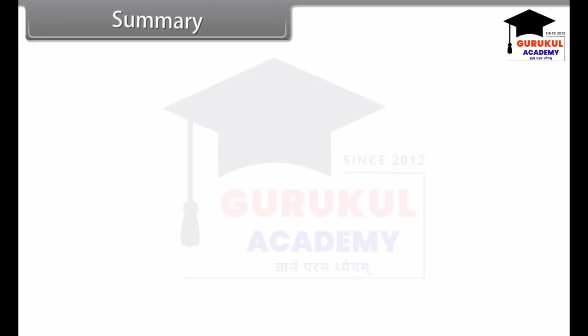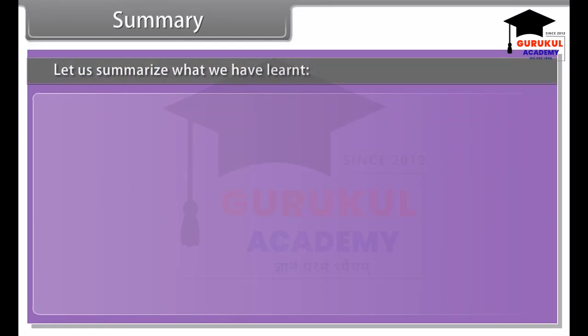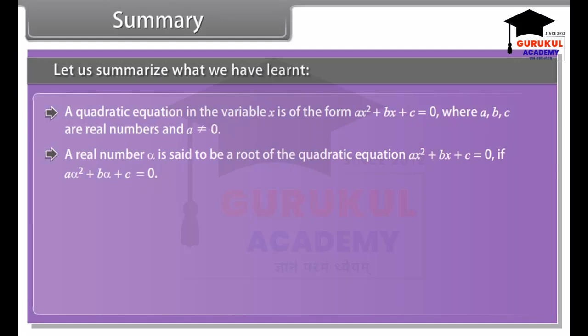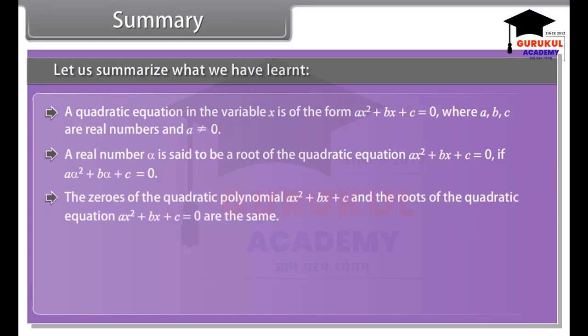Summary. Let us summarize what we have learned. A quadratic equation in the variable x is of the form ax² + bx + c = 0, where a, b, c are real numbers and a is not equal to 0. A real number α is said to be a root of the quadratic equation ax² + bx + c = 0 if aα² + bα + c = 0. The zeros of the quadratic polynomial ax² + bx + c and the roots of the quadratic equation ax² + bx + c = 0 are the same.